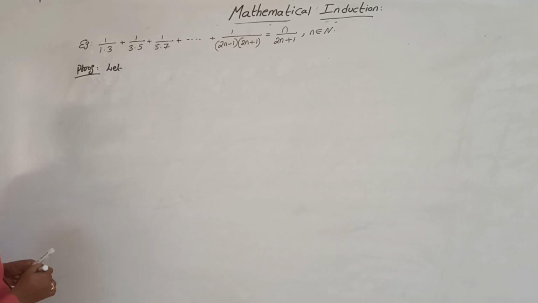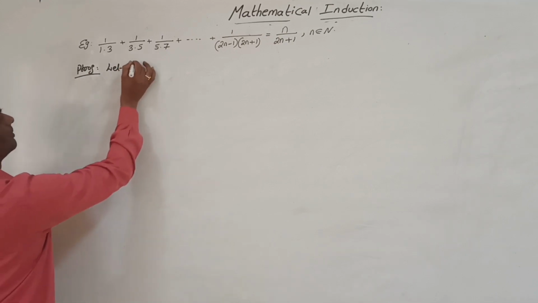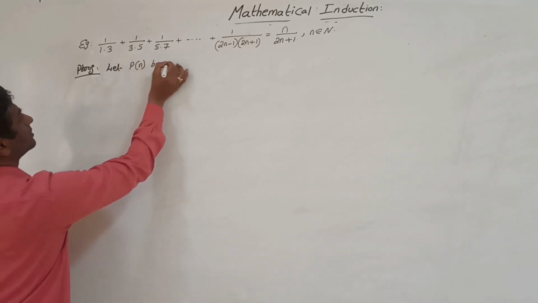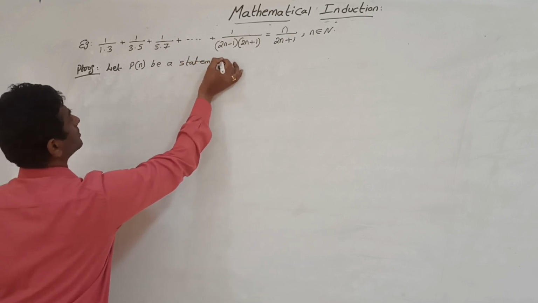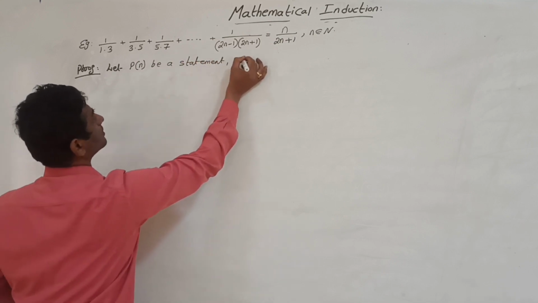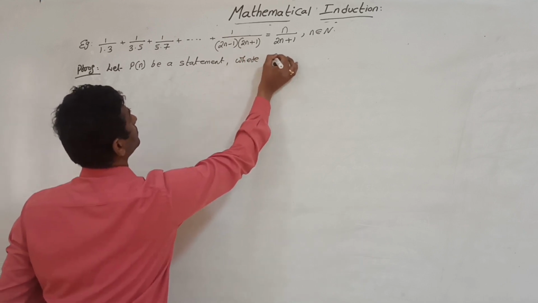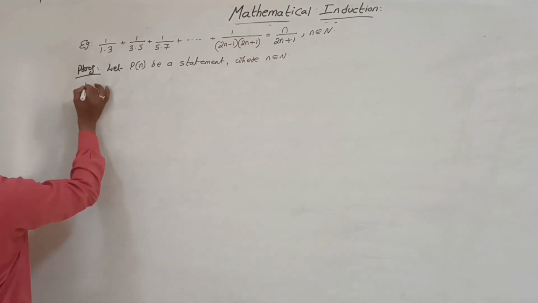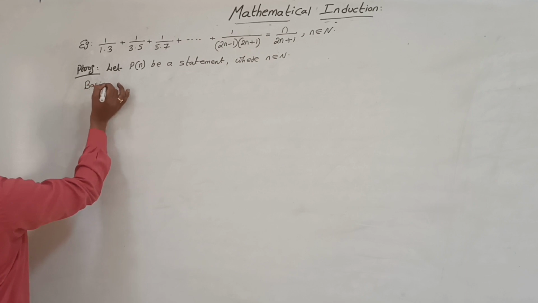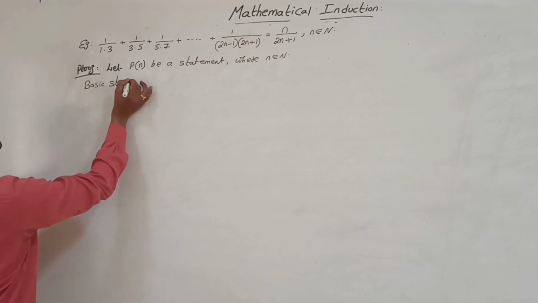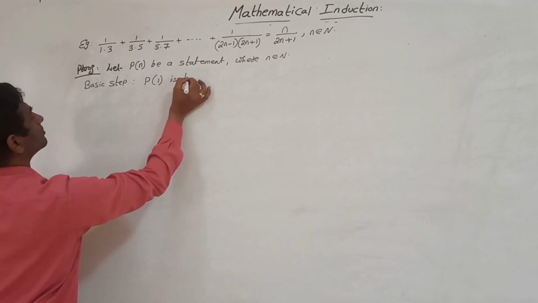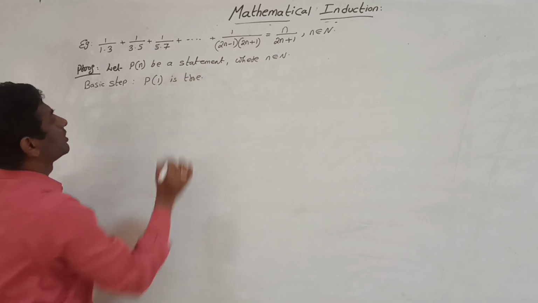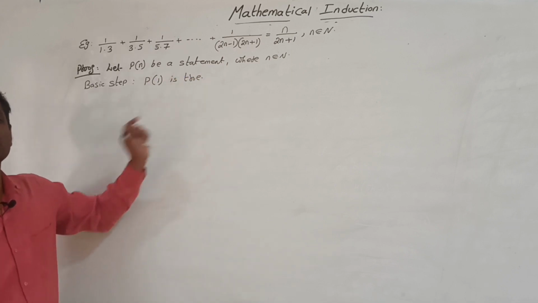Let P of n be a statement where n belongs to the natural numbers. So basic step, P of 1 is true, which means the given statement is true for n equal to 1.